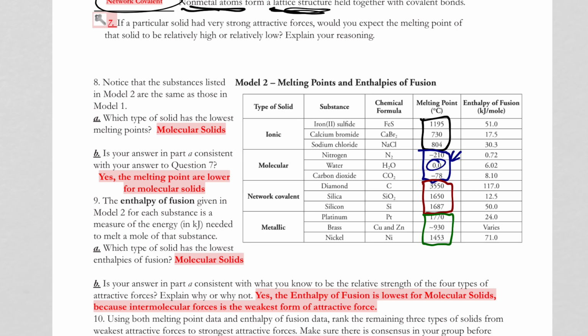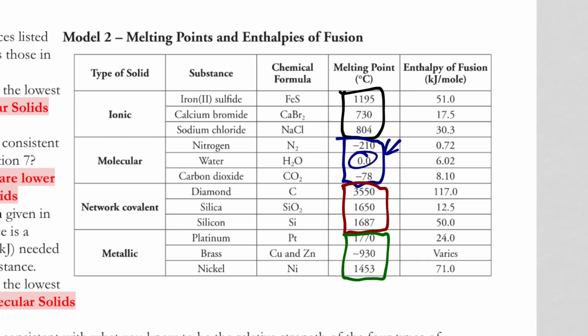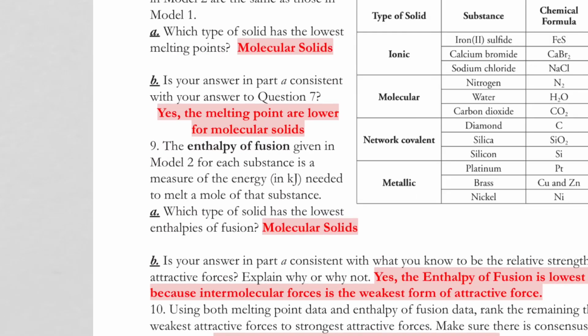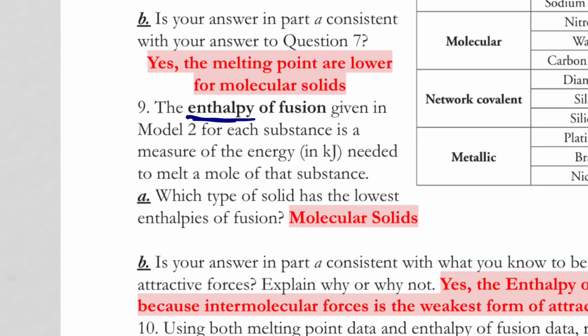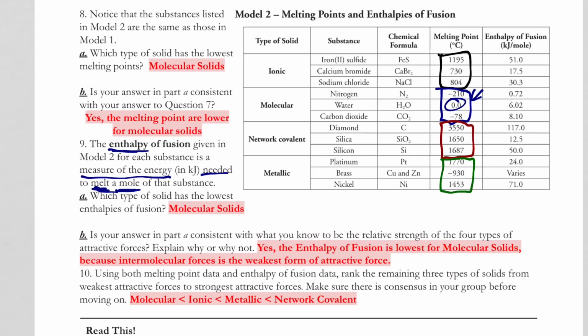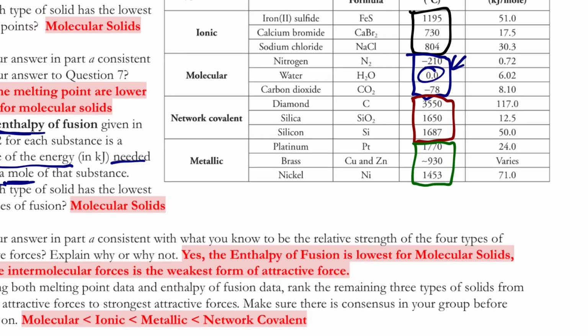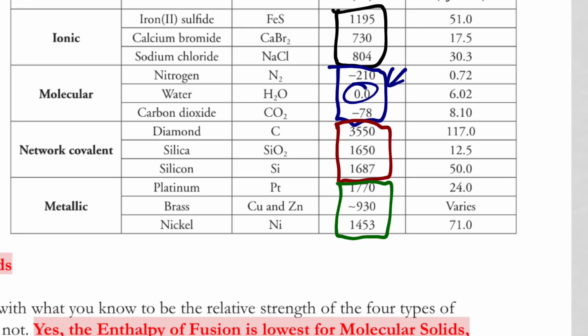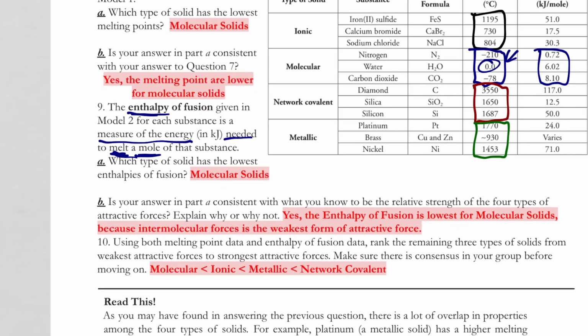The same can be said about enthalpy of fusion. What does that word mean? Enthalpy of fusion is the amount of energy you need to melt 1 mole of that substance. The one that has the lowest number, again, the honor goes to molecular solids. That has mostly single digits, while the rest of them are all double digits.